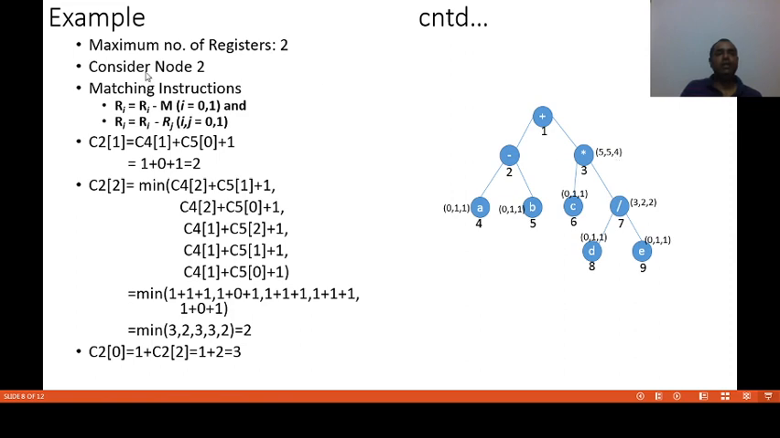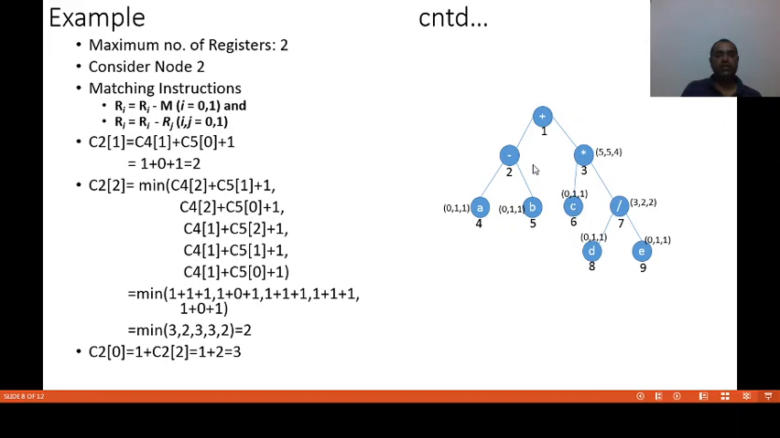In this way we can calculate the cost for node 2, because this right subtree has been completed. Then I have to evaluate the left subtree. This one. Consider node 2. There are two matching instructions: Ri equal to Ri minus M and Ri equal to Ri minus Rj. The cost for evaluating node 2 by using 1 register is 2. In the same way we can calculate this. The cost for evaluating node 2 by using 2 registers is 2, and the cost for evaluating node 2 by using 0 registers is 3.